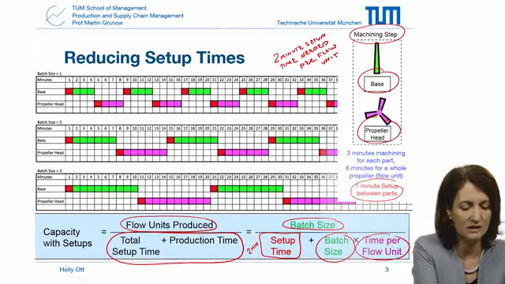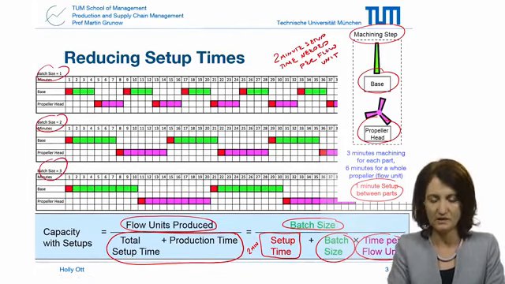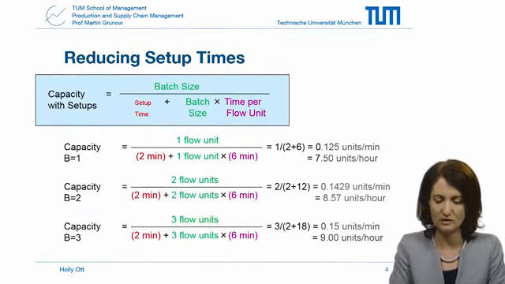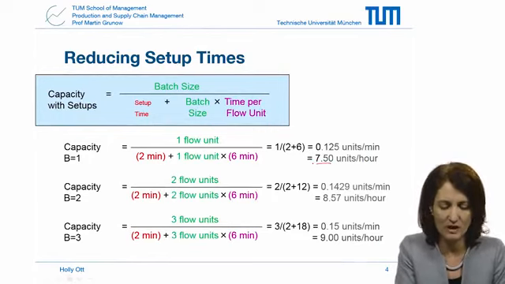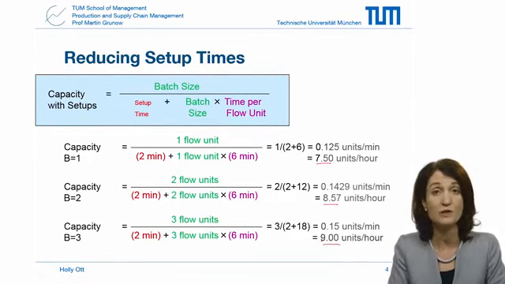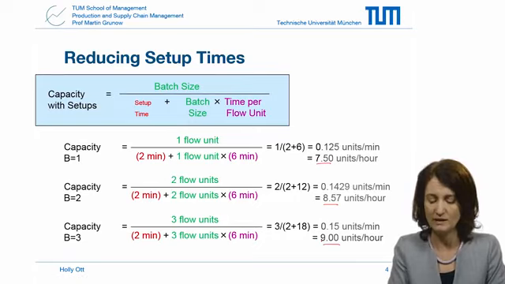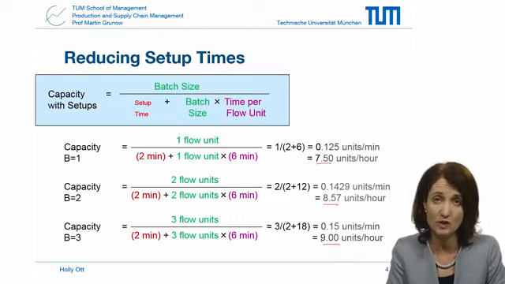And here we saw the example of batch size equal 1, batch size equal 2, batch size equal 3. And we calculated the capacity for each of those as we showed here. Batch size equal 1 was 7.5 units per hour, for 2, 8.57, and 3 was 9.00 units per hour. So as we increased the batch size, we increased our capacity, but we saw that that was at the expense of having more inventory in our process. So what can we do?